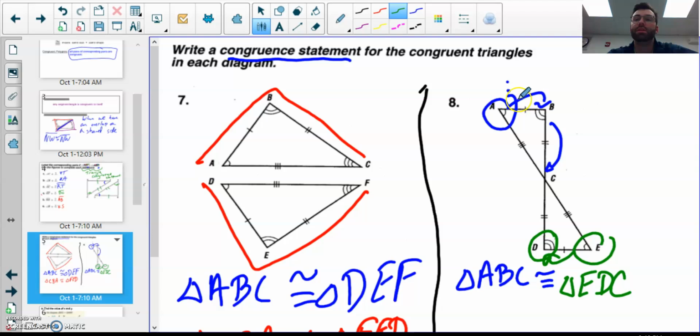I could have gone CBA. I would have to go CDE. All right, again, there's a lot of combos out there.